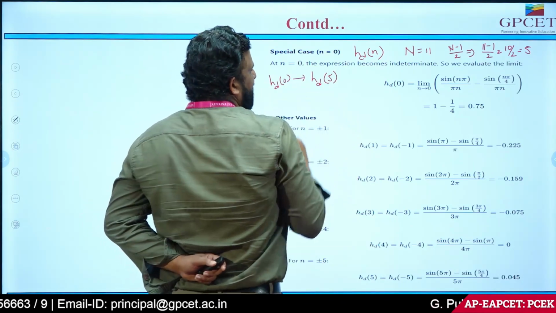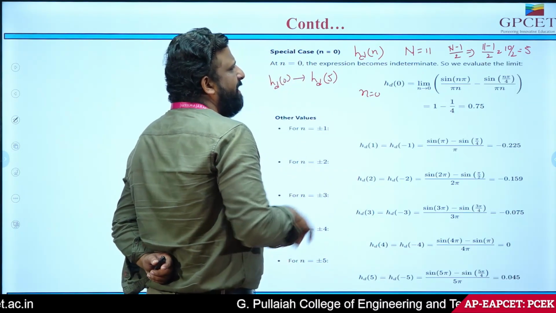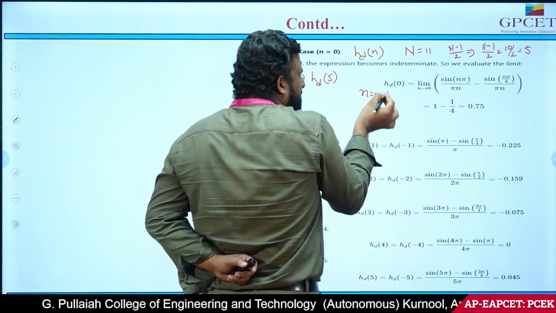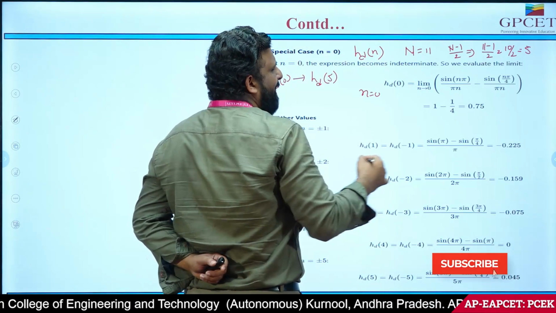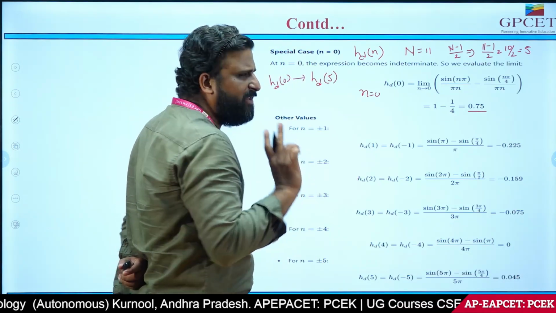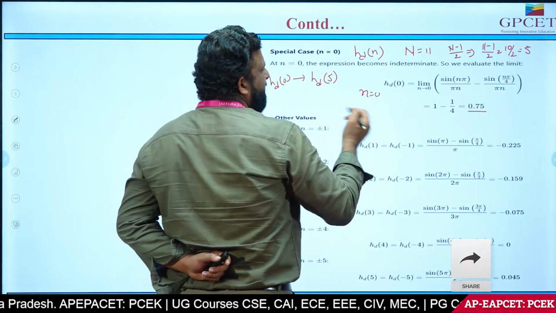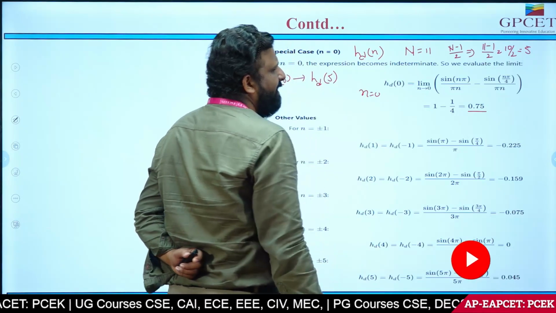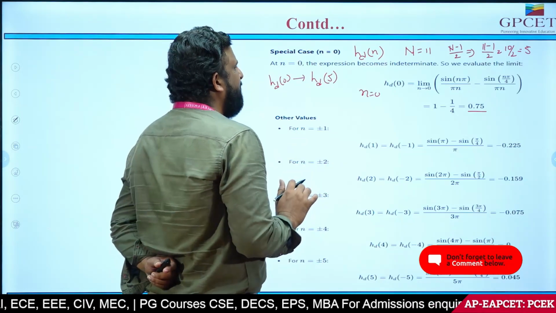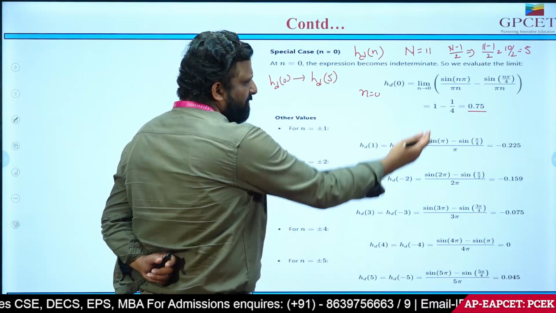First of all, substituting n equal to 0 here, the expression becomes indeterminate. For this particular value n equal to 0, I am going to apply the limits and then find the value of hd(0). Only for n equal to 0 do we need to do this, because the total expression becomes indeterminate, and in that scenario we cannot design the FIR filter. So that is applying the limits and finding the value.